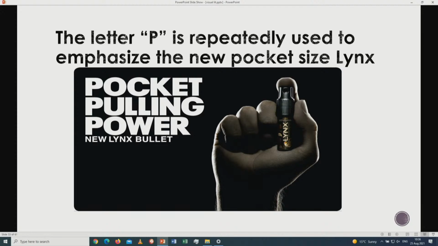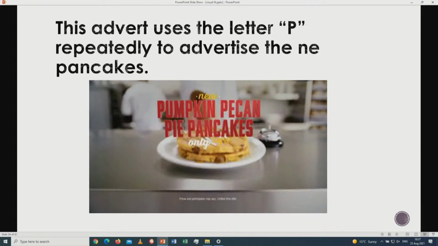The letter P is repeatedly used to emphasize the new pocket size links. Pocket pulling power. So it is also an example of alliteration. Then we've got another example of alliteration, pumpkin, pecan, pie, pancake. So this advert uses the letter P repeatedly to advertise the pancakes.